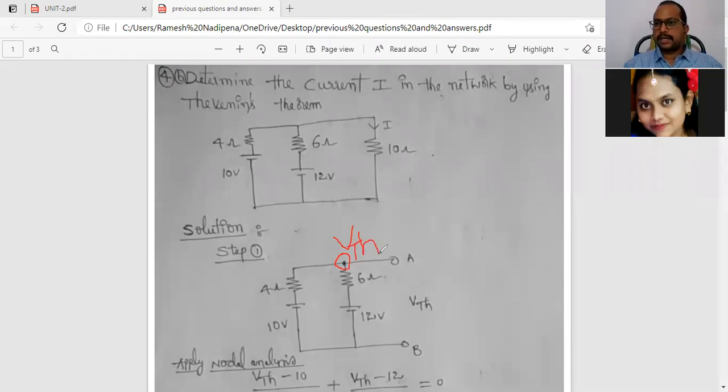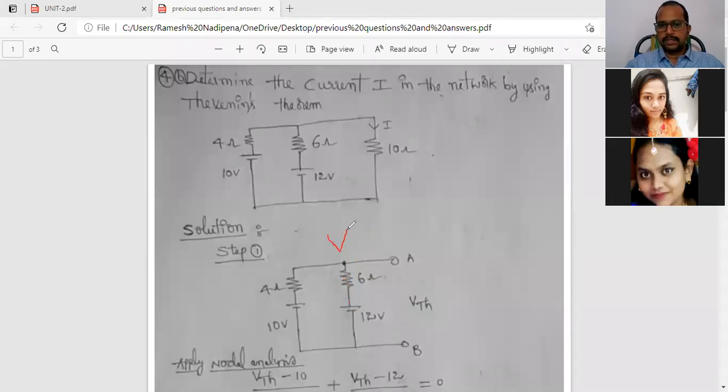This is VTH. Now I have to apply nodal analysis. Here the voltage across the AB terminal is VTH. Whatever voltage is applied across AB is nothing but the voltage across this branch. Any objection, my dear friends? No, sir. Right. So our node voltage is VTH, Thevenin's voltage. Now apply nodal analysis. Simple. So here (VTH minus 10) divided by 4 plus (VTH minus 12) divided by 6 is equal to 0. Simple. Right? I'll show you the step.